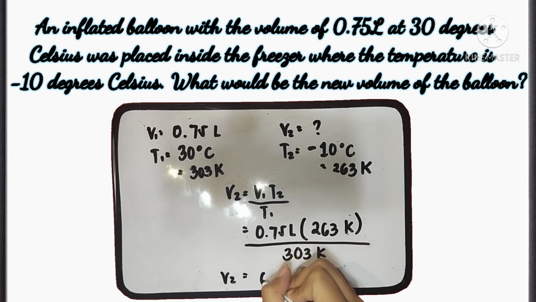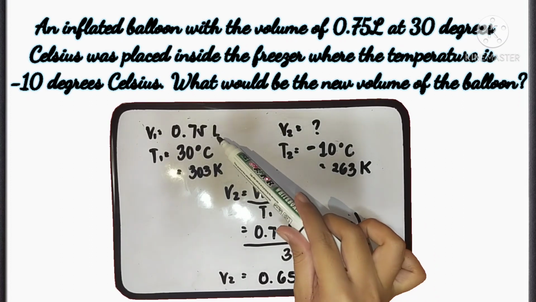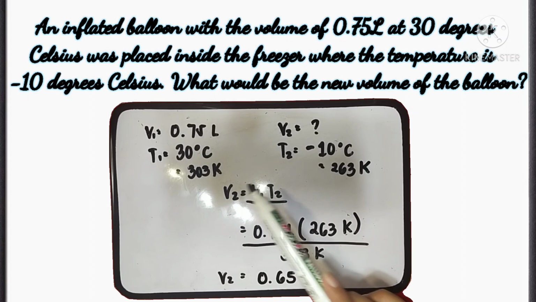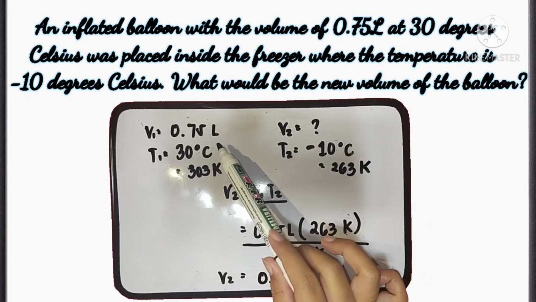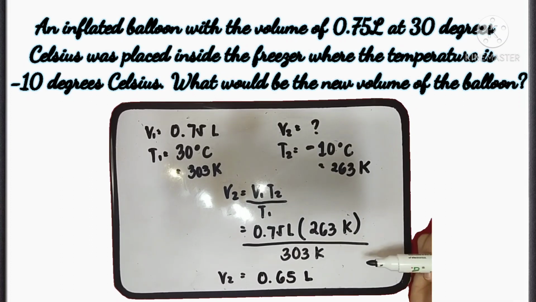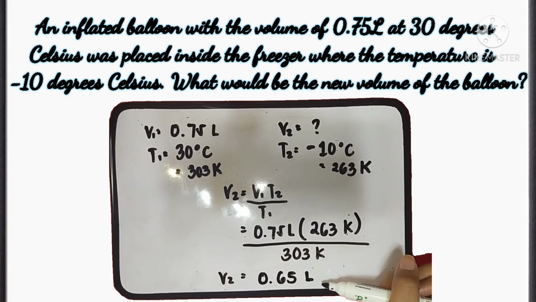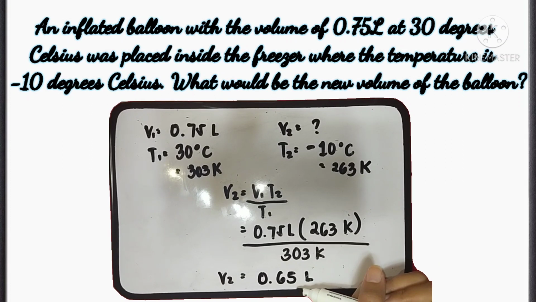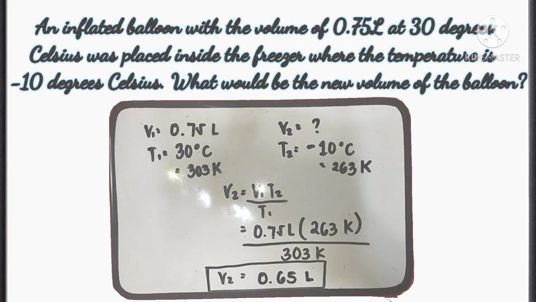That will give us 0.65 liters. Now looking at the given, we have 0.75, 303, and 263, making V1 or 0.75 with the least significant figures of 2. Therefore, our final answer must also have two significant figures, and 0.65 has already two significant figures, and that makes it the final answer.